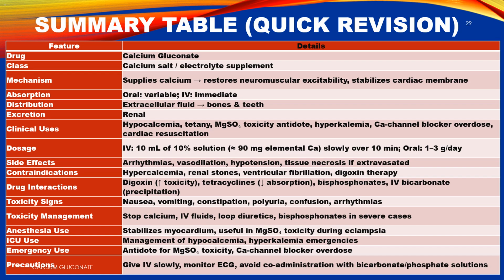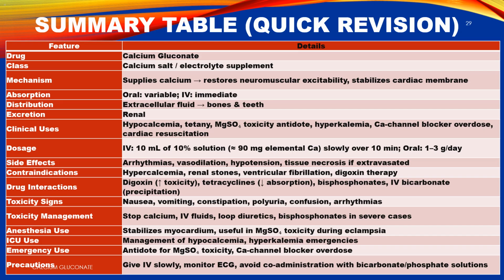Calcium gluconate. Quick revision. Drug details. Drug: calcium gluconate. Class: calcium salt, electrolyte supplement. Mechanism of action: supplies calcium ions to restore neuromuscular excitability and stabilize cardiac membranes. Pharmacokinetics. Absorption: oral absorption is variable, while IV administration provides immediate effects. Distribution: calcium is distributed in extracellular fluid and stored in bones and teeth. Excretion: primarily excreted through the kidneys.